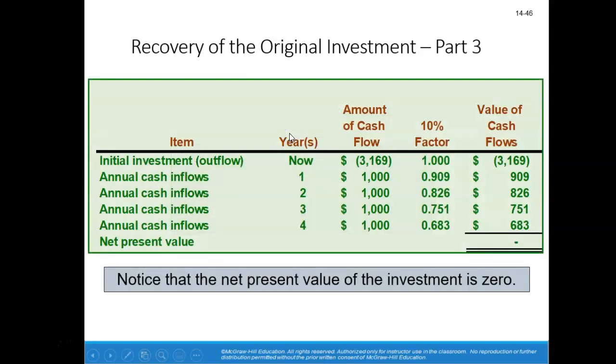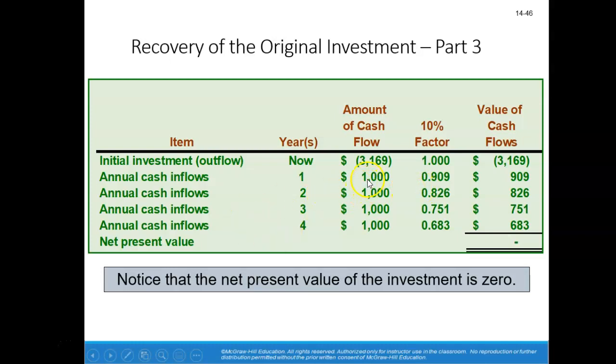Okay, here we go. So here we take a look at the initial investment, which was for $3,169. That's going to be an outflow. Now the annual cash inflow is going to be $1,000. Now this is the long way of doing it. There's two options. We can look at the present value of a single dollar and look at its terms. So for the first year, N will be 1, rate will be 10%. For year 2, N would be 2, rate would be 10%, and so forth.